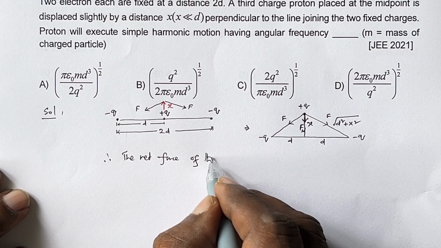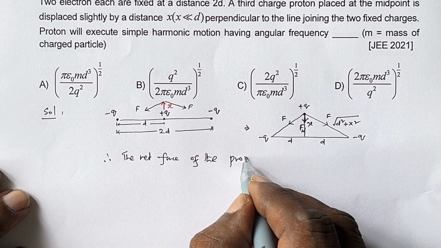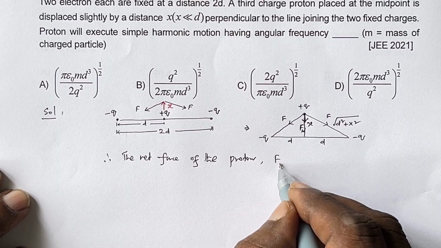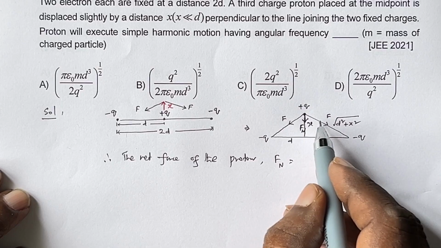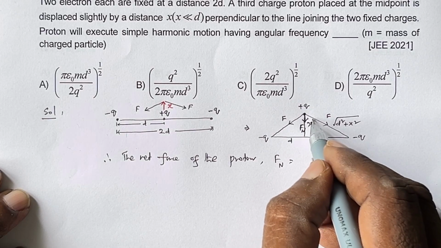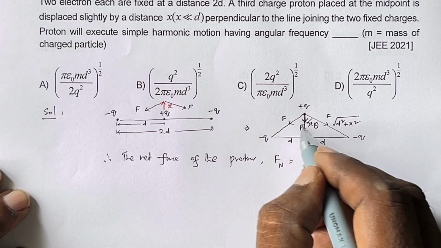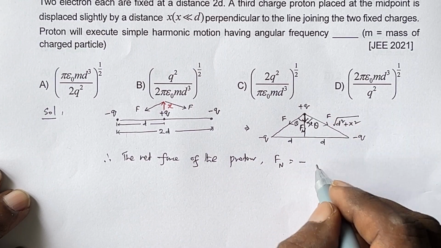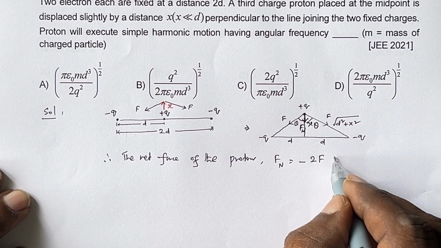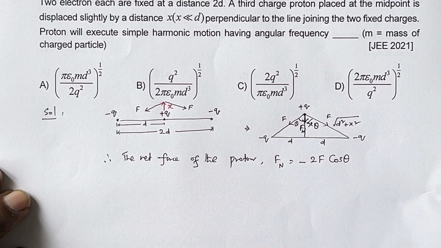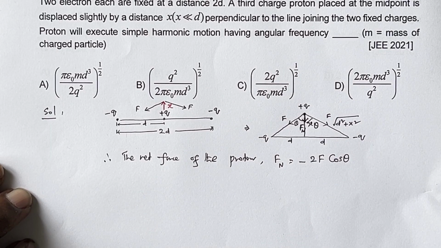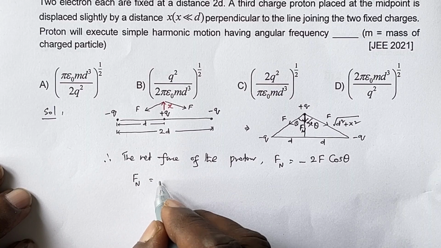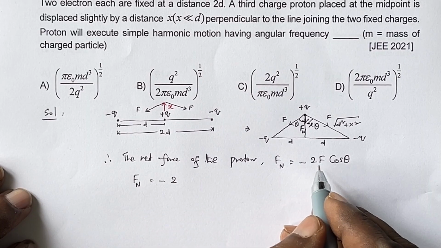on proton, net force on proton, Fn is equal to, see F, this angle let us take as theta, right? So this is minus, because it is downwards, 2F cos theta. So this is the net force. Let us substitute the values now. Net force is equal to minus 2F.